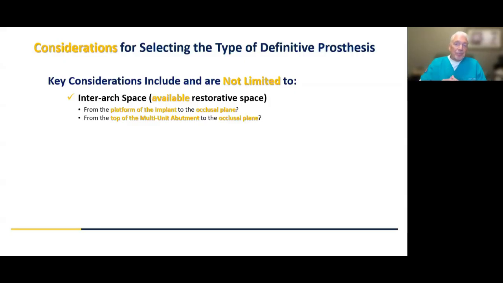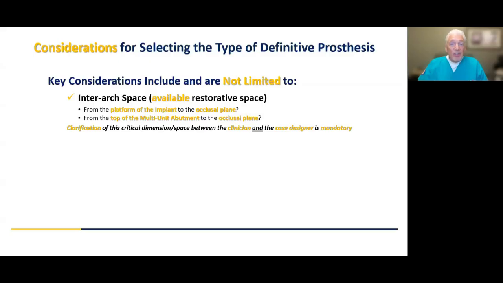I'm going to cover some more information about this. The numbers vary on how much inner arch space, but what I want to talk about right here is where you are measuring that inner arch space. Some people will say, I measure from the platform of the implant to the occlusal plane. Others may say, I go from the top of the multi-unit abutment to the occlusal plane. That could be the lab mentality or the doctor's mentality. But you have to have that conversation with the laboratory and make sure you're on the same page, because it could be a difference of several millimeters.